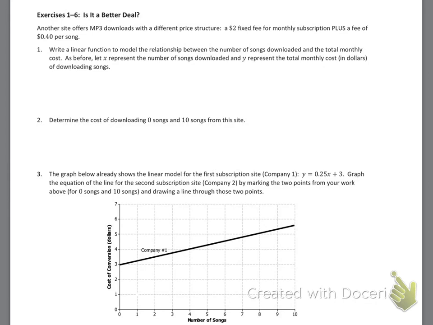Okay, so another site offers MP3 downloads with a different price structure, $2 fixed fee for monthly subscription plus a fee of 40 cents per song. Write a linear function to model the relationship between the number of songs downloaded and the total monthly cost. As before, let X represent the number of songs downloaded and Y represent the total monthly cost in dollars of downloading songs. And then you're asked to determine the cost of downloading 0 songs and 10 songs from this site. Okay, so go ahead and work on that and then come back and we'll discuss it together.